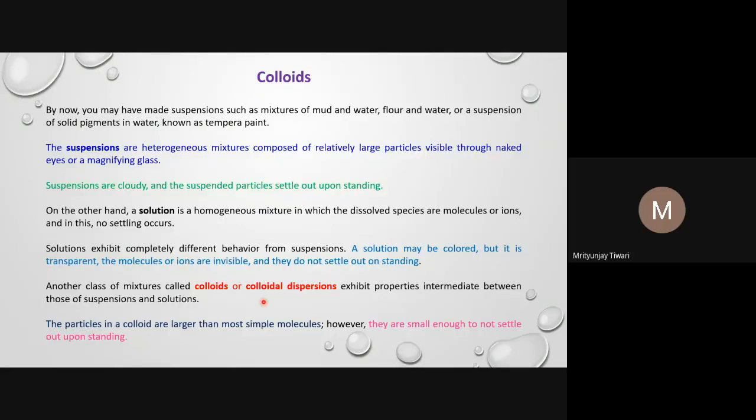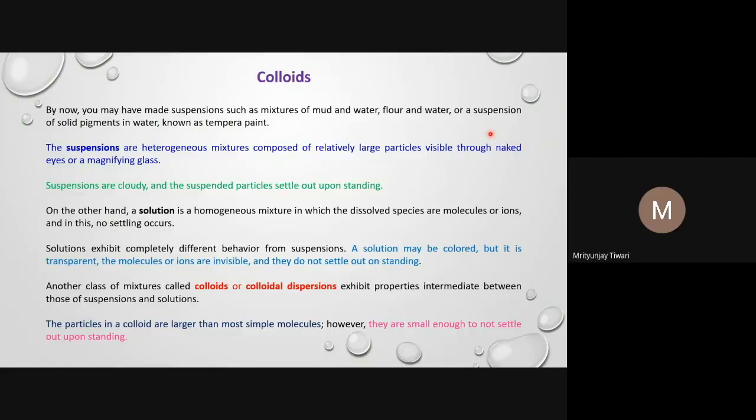So colloids, or colloidal dispersions, exhibit properties intermediate between those of suspensions and solutions. The particles in a colloid are larger than most simple molecules, as I have just explained. However, they are small enough not to settle out upon standing. Although they are large particles, they are aggregates of molecules or ions, and they are not large enough to settle out upon standing, as we see in the case of a suspension.